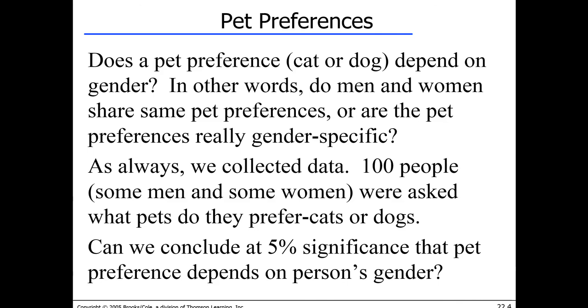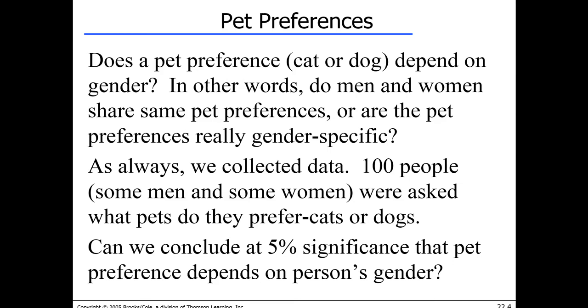In other words, do men and women share the same pet preferences? Specifically, if we ask men, which do you prefer, dogs or cats? We collect the data and find out, for example, that 60% of men prefer dogs and 40% prefer cats. Will these percentages hold the same when we ask women? If we ask a bunch of women, what do you prefer more, dogs or cats, and collect the data, then we'll calculate the percentage breakdown.